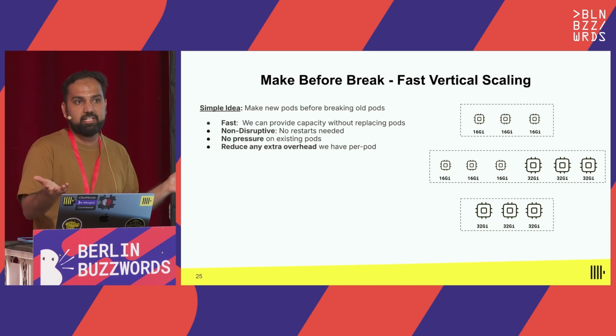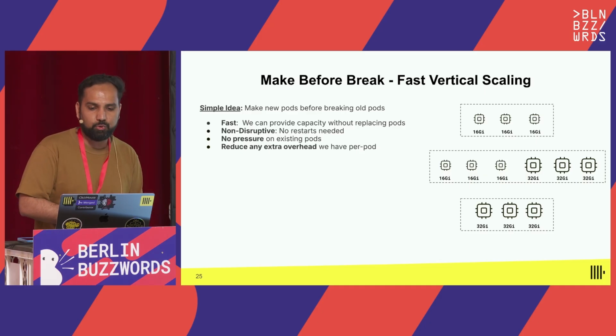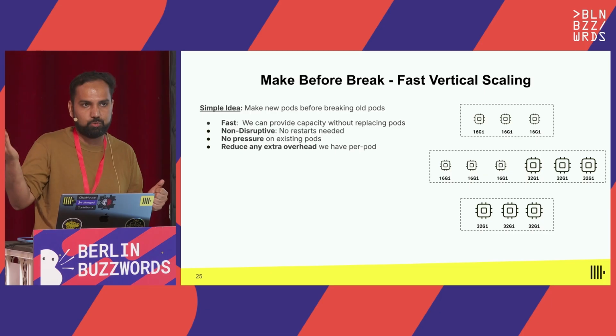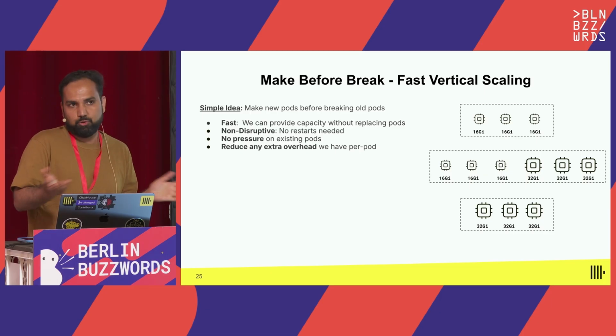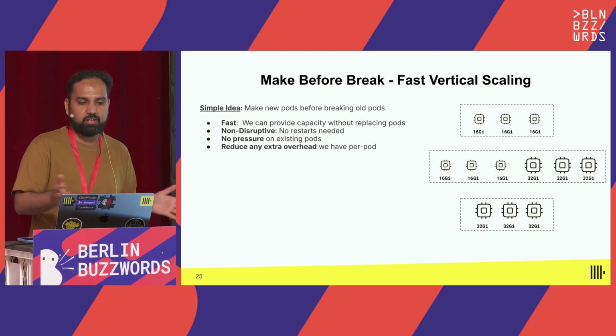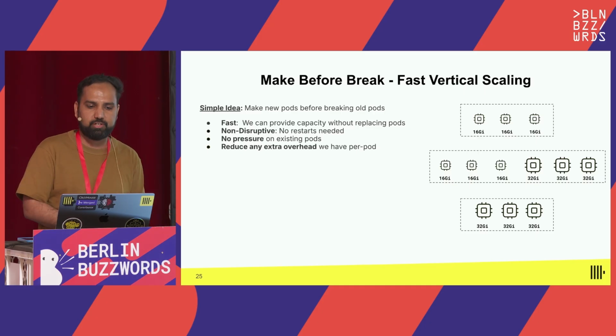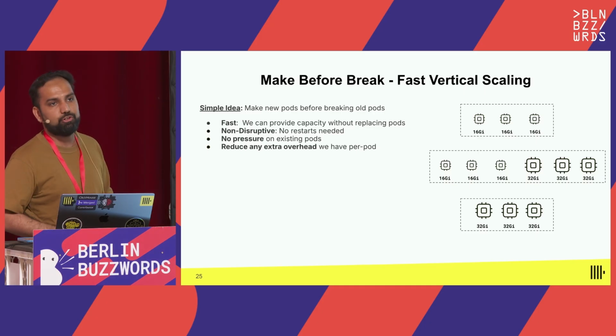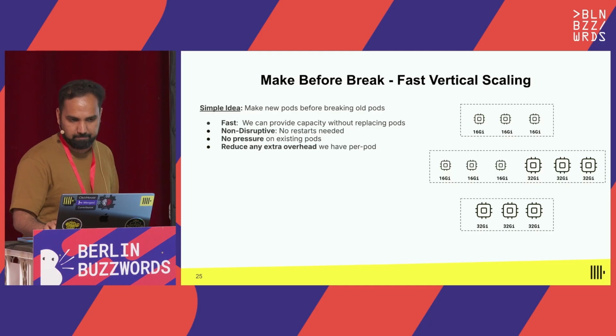So this gives you immediate capacity, right? There's no more need to evict these pods one by one. There's no need to do it slowly. You also get rid of the problem of putting extra pressure on the nodes. And now you can reduce the overhead that you placed on the replicas. So the idea itself is fairly simple.